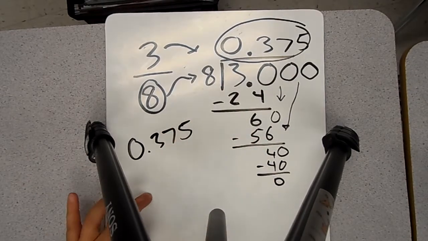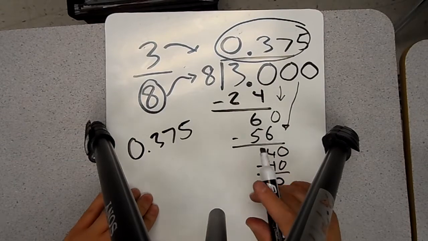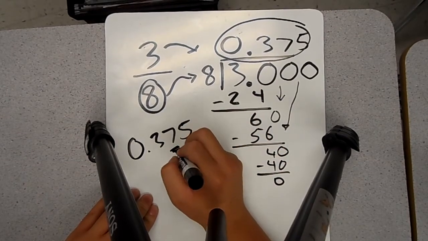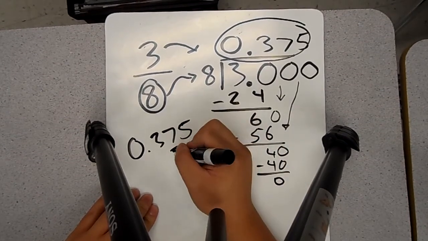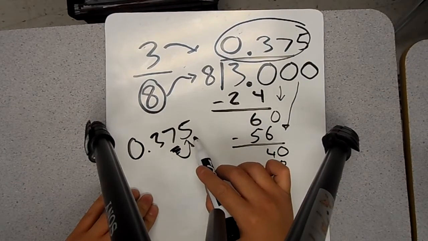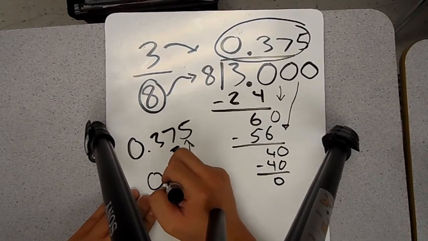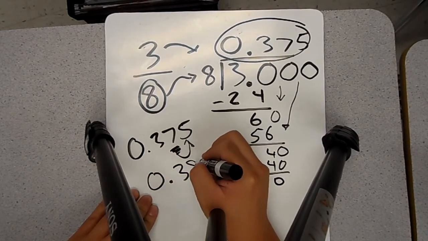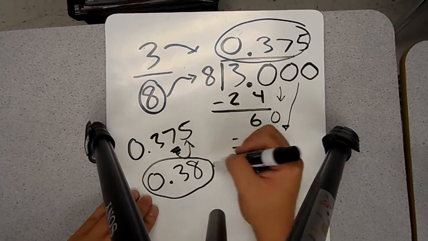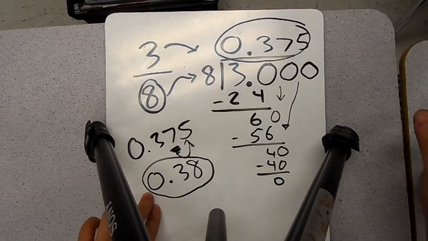Your decimal is 0.375. Now, in almost every case, I'm not going to say every case, but almost every case, we want to round this one up. So we look at the number to the right of it. Because this is 5 or greater, we round upwards. So your final decimal is 0.38.